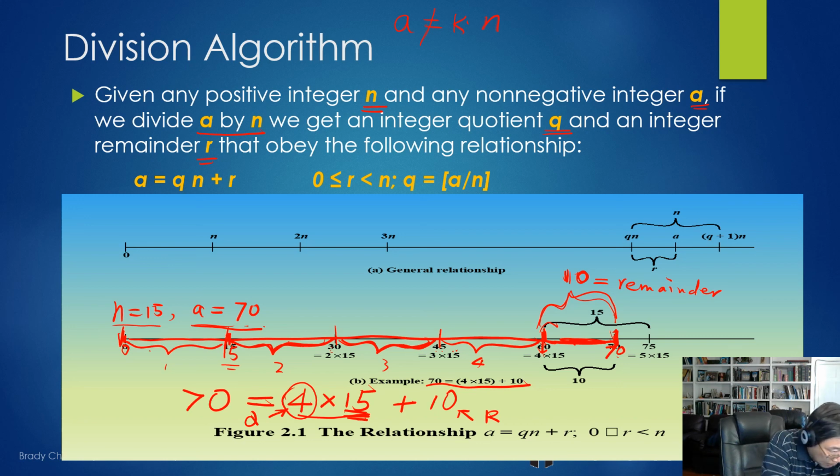Now this is generally true. We're talking about a piece whose size is A. Now we want to divide A by N. So we cut a fragment of length N, cut another fragment of length N, cut another fragment of length N. Then we continue to cut until we get 1, 2, 3, and the last piece is Q.